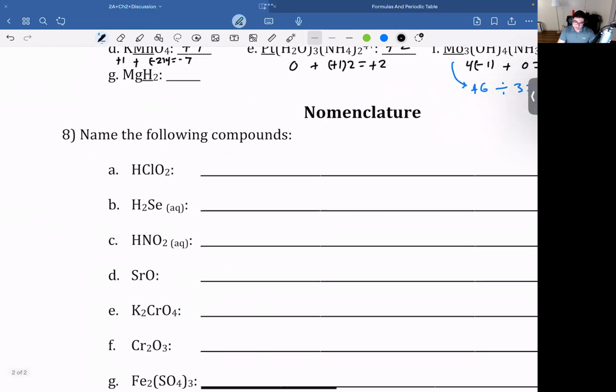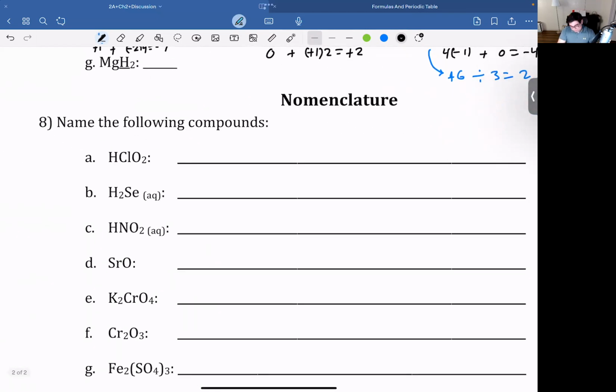Going on to the next one, it says name the following compounds. So how do you do this? If you have an H in the beginning, oftentimes it indicates some sort of acid. Now, not always, but generally speaking. If you have an H bonded to some non-metal in general, it's usually going to be an acid. Usually. So if we look at this one, it says HClO2.